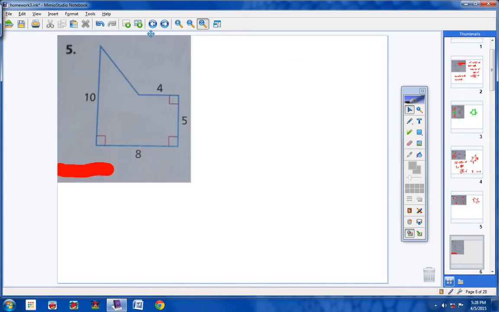Alright, number 5. Find the area of the polygon. Find the area. Okay. Well, okay, let's see what we're going to do here. I'm going to draw a line right here. So now what I'm trying to do is find the area of figure number 1, a triangle. Then find the area of figure number 2, a rectangle.